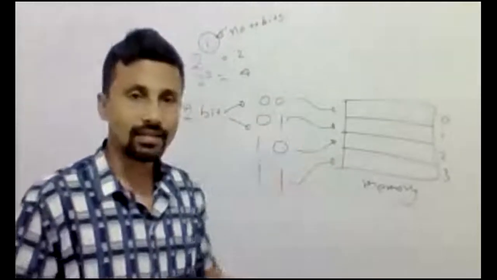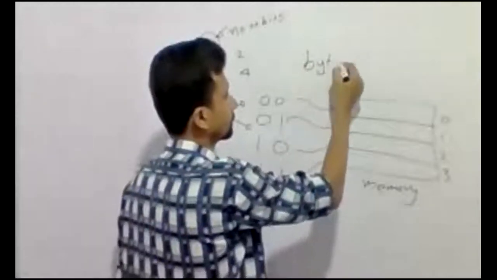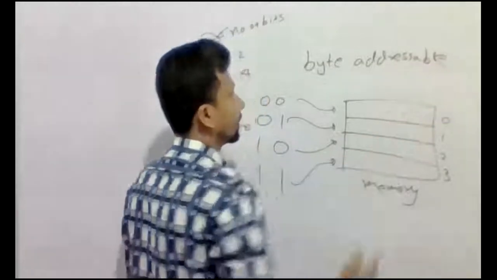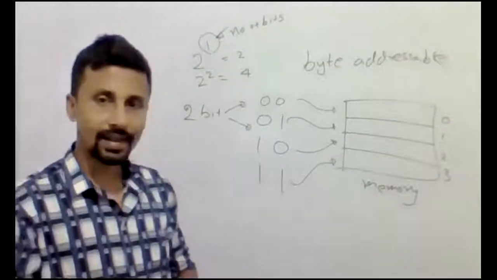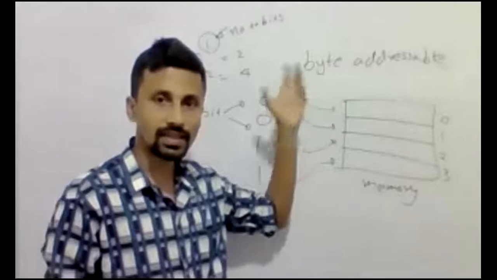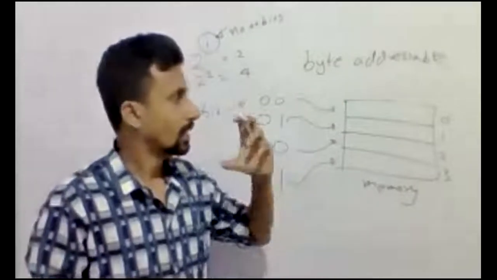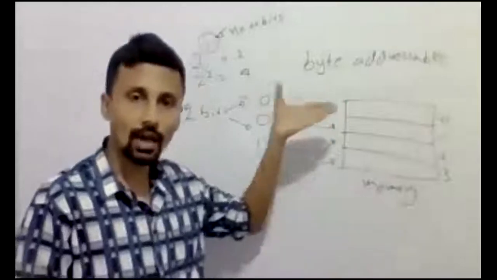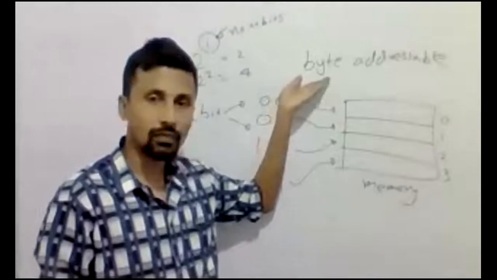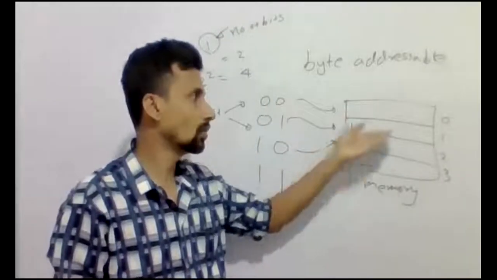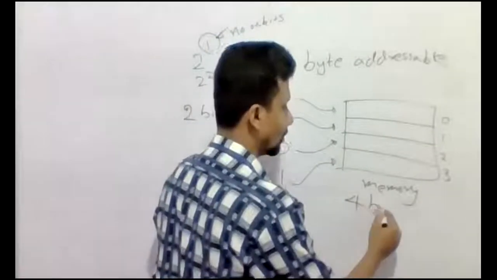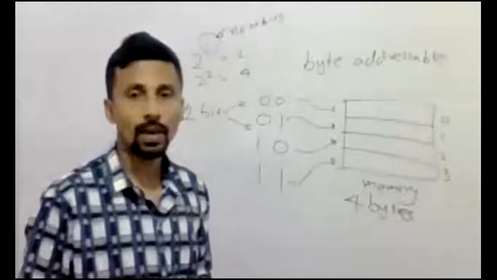Now, I am telling you, this is byte addressable. Byte addressable means each address can have only 1 byte. Then in my memory, I have 4 addresses, and each address is byte addressable, meaning 1 byte is in each address. So what is the capacity of my memory? 4 bytes.